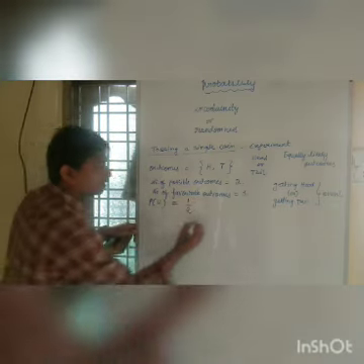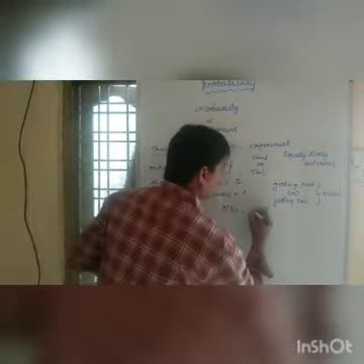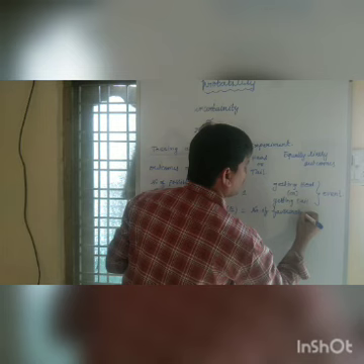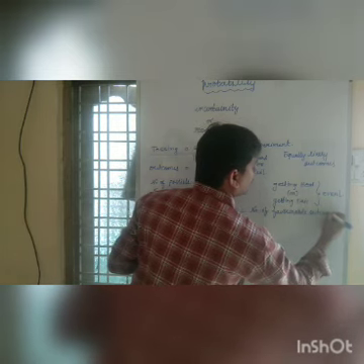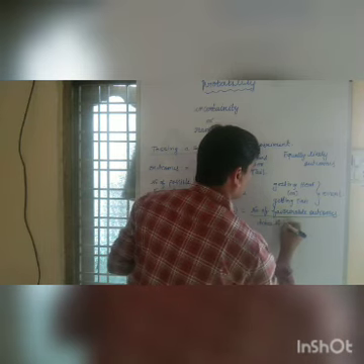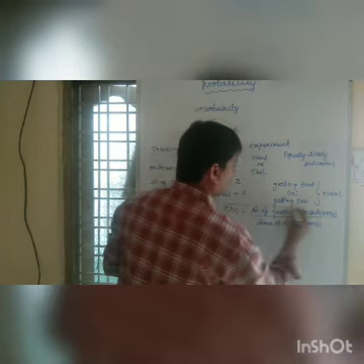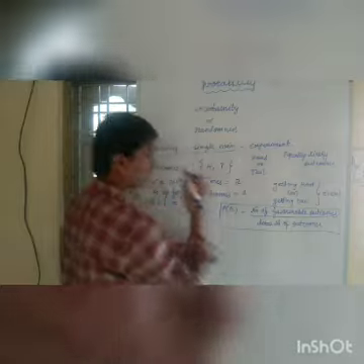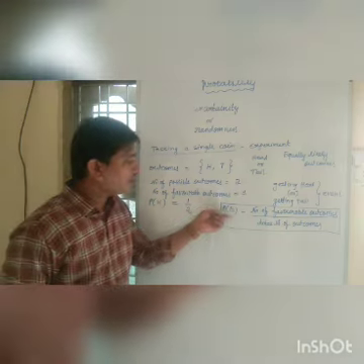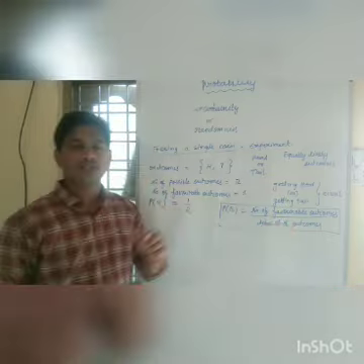So what is the probability of an event E? It is equal to number of favorable outcomes by total number of outcomes. This is the most important formula in this chapter. So, what is the probability of an event E? P of E is equal to number of favorable outcomes by total number of outcomes.